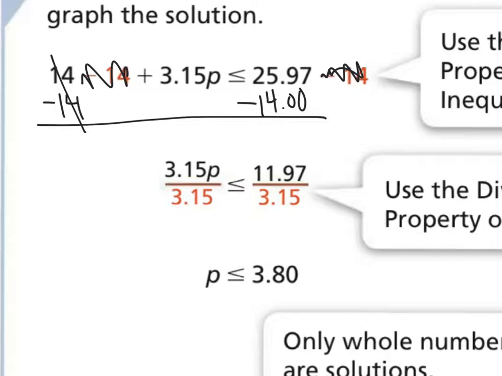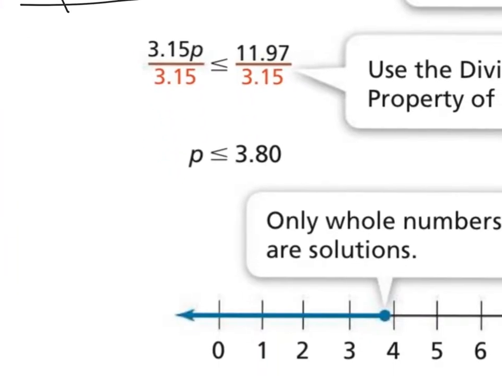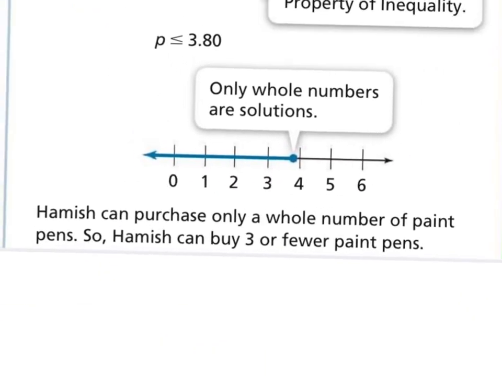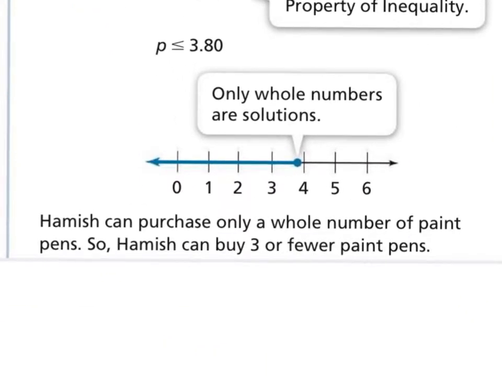So we divided by $3.15. We did not divide by a negative number, so our inequality stays the same. P is less than or equal to 3 80/100. So we can buy like 3.8 paint pens. In this case, though, like the book says, we can only buy whole paint pens, so he would only be able to buy 3 or fewer paint pens then.